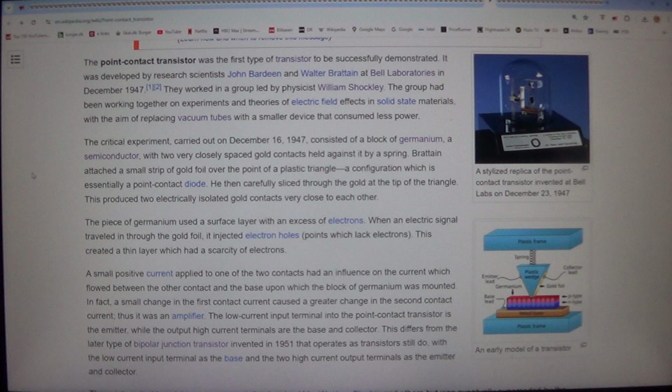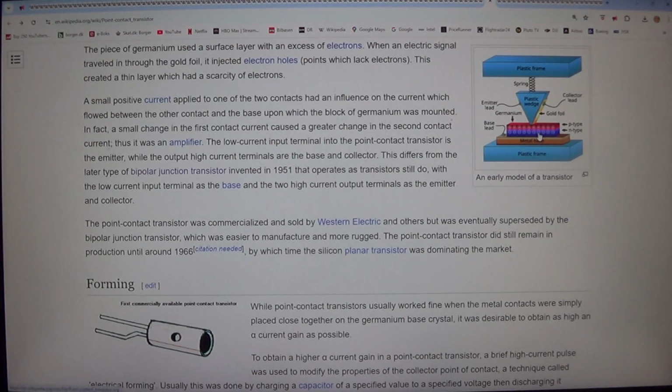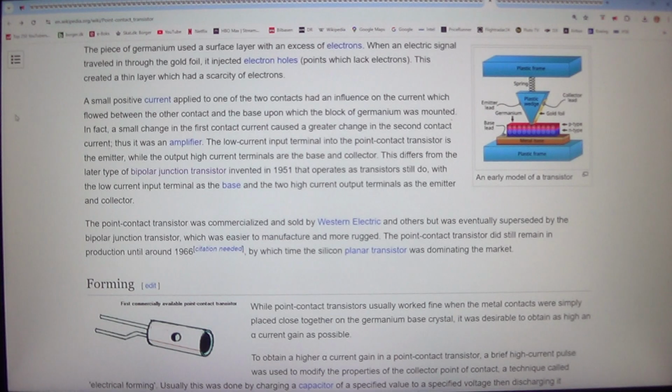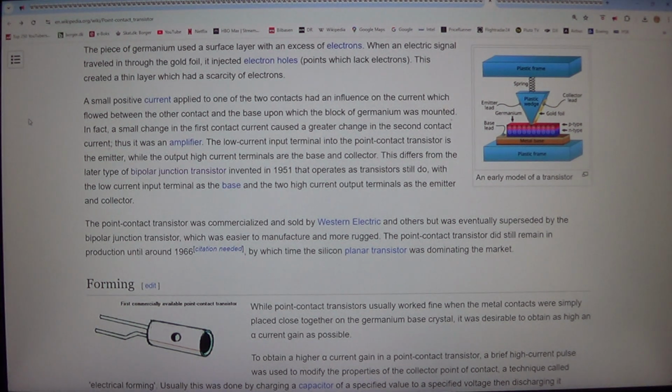The piece of germanium used a surface layer with an excess of electrons. When an electric signal traveled in through the gold foil, it injected electron holes, points which lack electrons. This created a thin layer which had a scarcity of electrons. A small positive current applied to one of the two contacts had an influence on the current which flowed between the other contact and the base upon which the block of germanium was mounted. In fact, a small change in the first contact current caused a greater change in the second contact current, thus it was an amplifier.